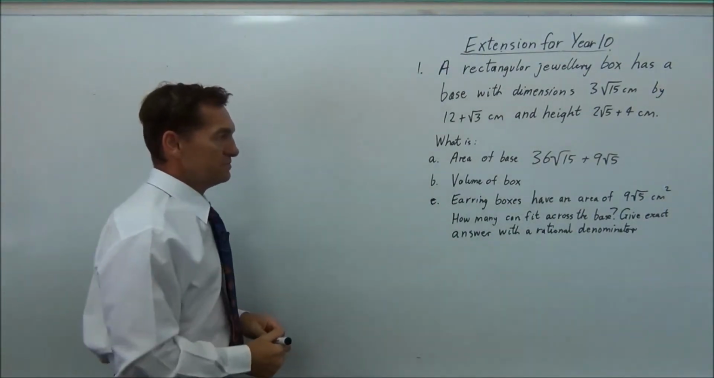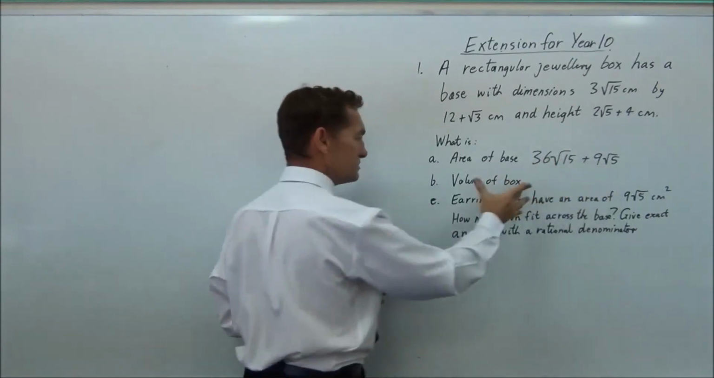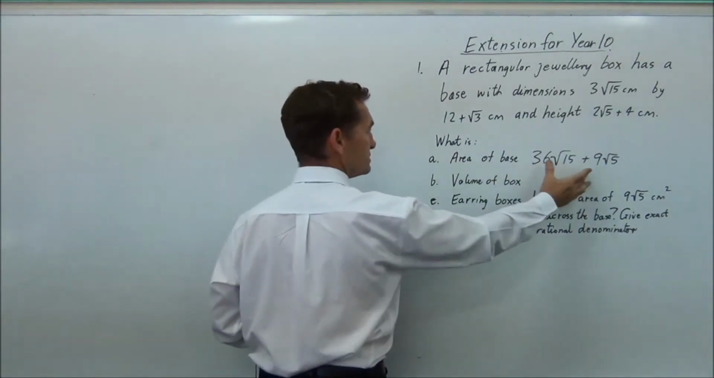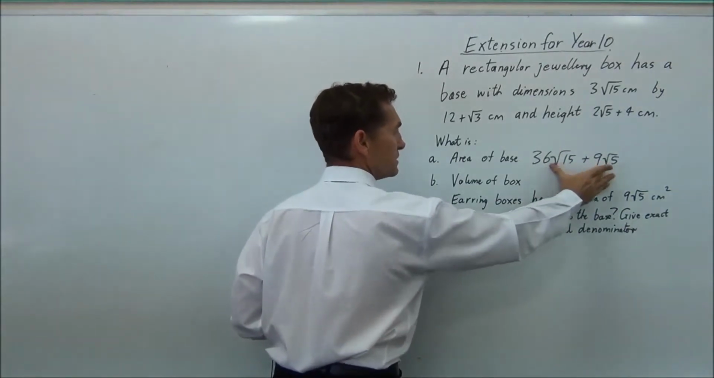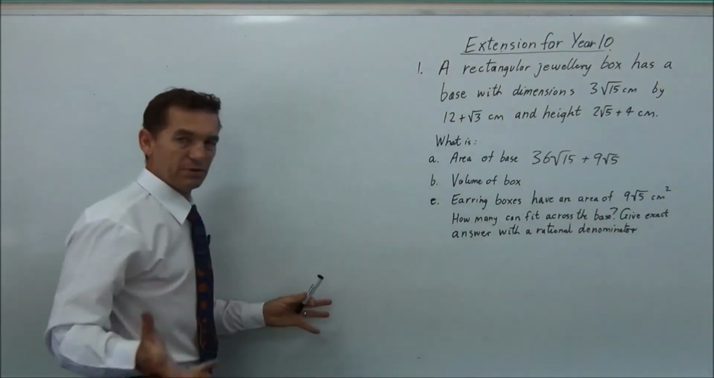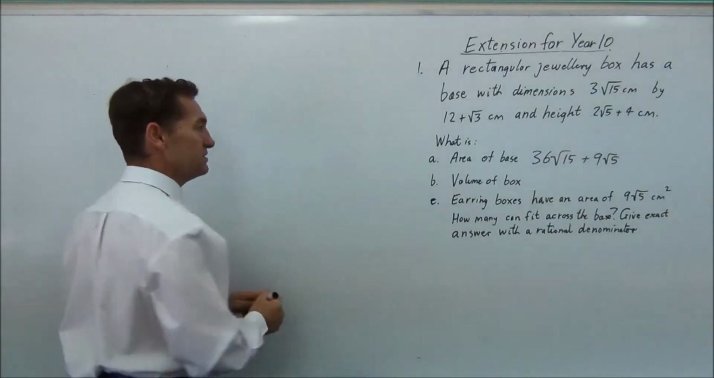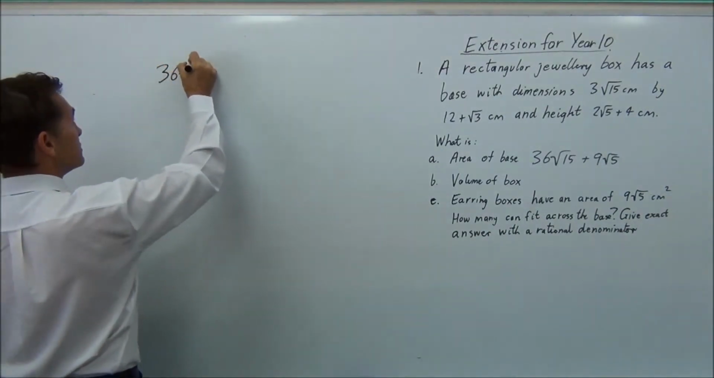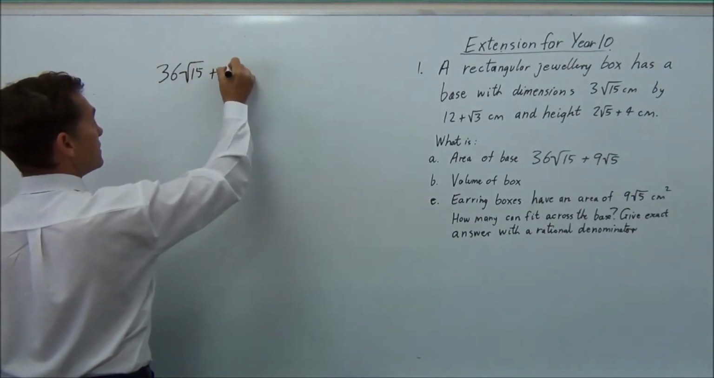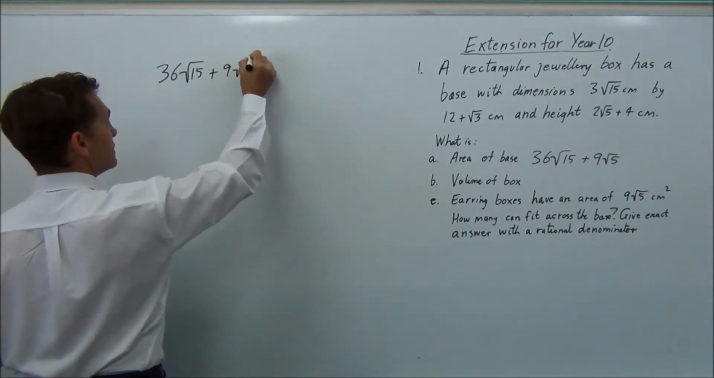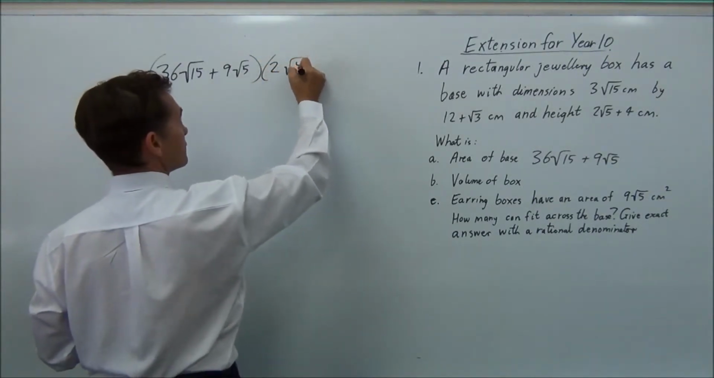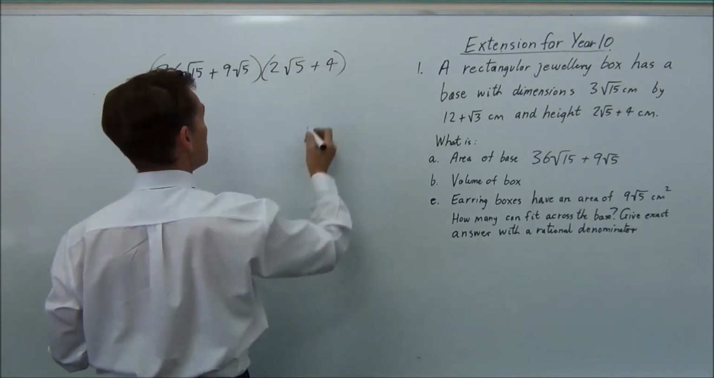Now let's look at the volume. So you've got the area of the base. Well, what's the volume of any box? I mean, you can draw it. It's just the area of the base times the height. So we're going to do this multiplied by this. And we're going to apply the same rules as we just did. Okay, so we're going to go 36 root 15 plus 9 root 5 multiplied by 2 root 5 plus 4.